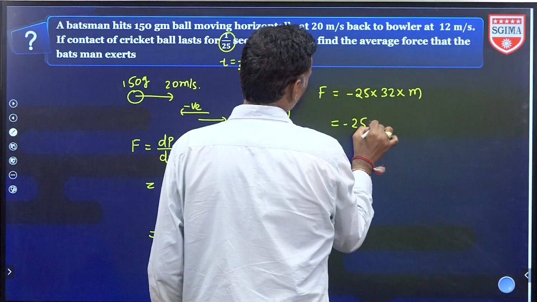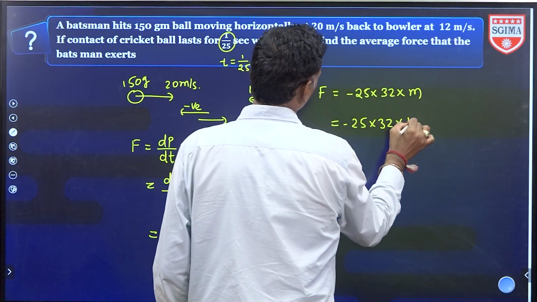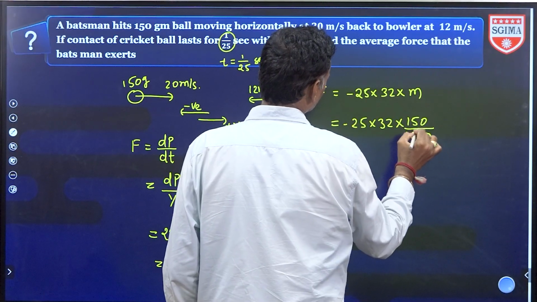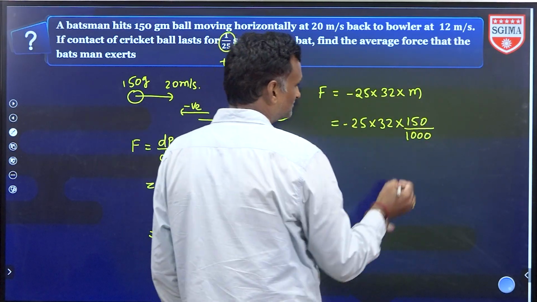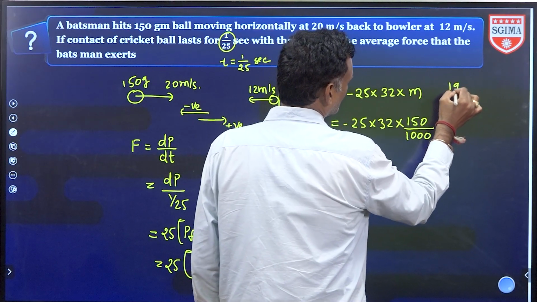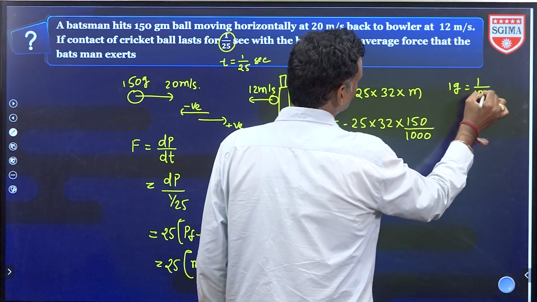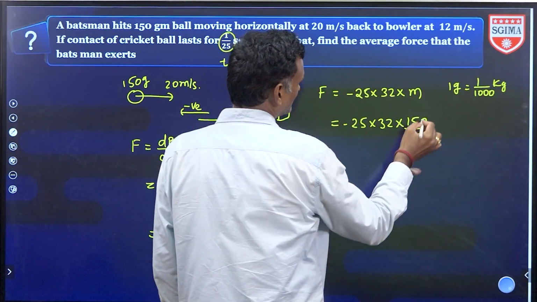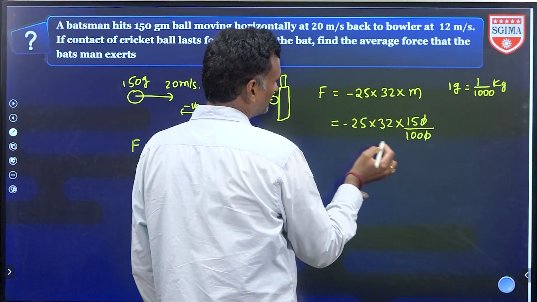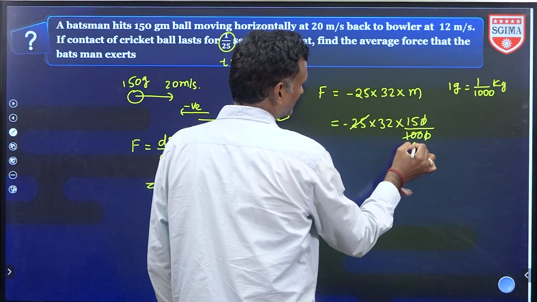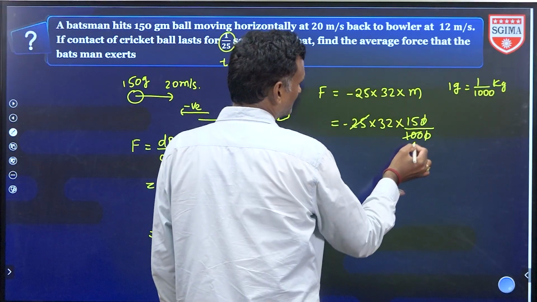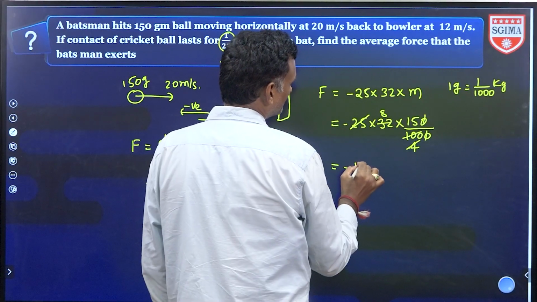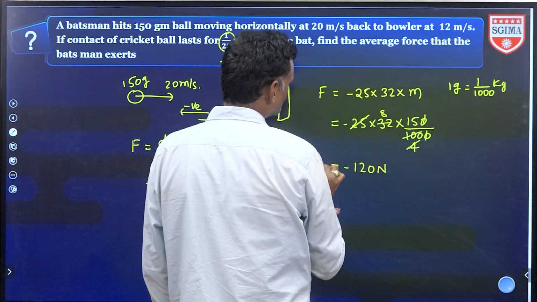So minus 25 into 32 into 150 grams it is. So we can take it as 1000, because 1 gram equals 1 by 1000 kg. So I just write here 1 by 1000. Here 0s cancel. Okay, na? This comes out to be 25 fours, right? Here 4 eights. So finally 120 newtons.